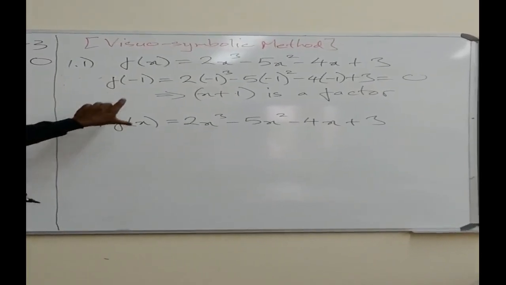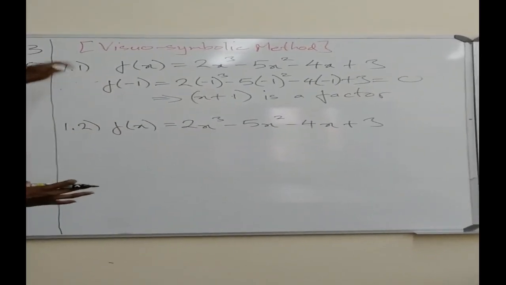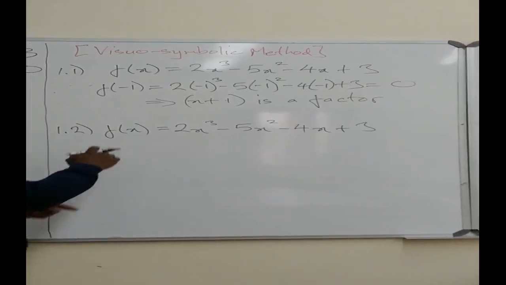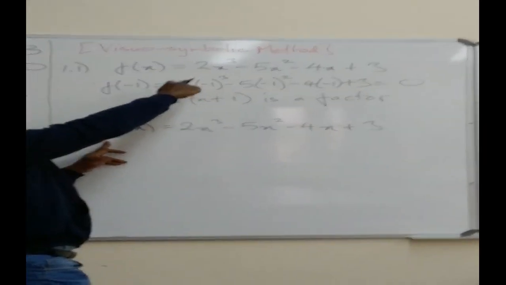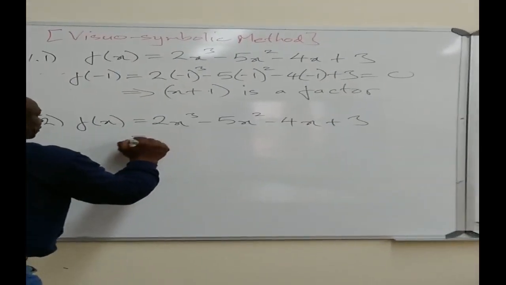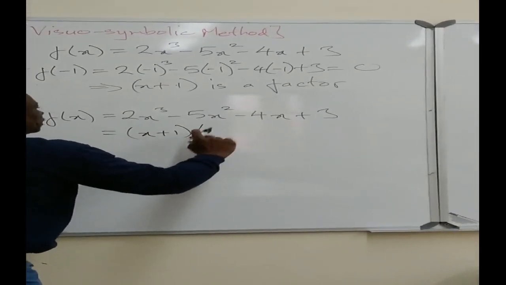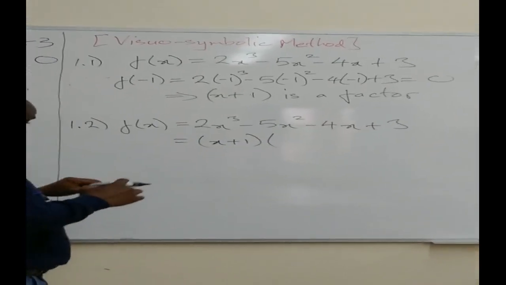When you come to the second part, which is actually the main component of what the visual symbolic method entails, we are having our f of x equal to that. We have found in 1.1 that x plus 1 is a factor. Then, to determine the other bracket, this is how you go through the thinking process.